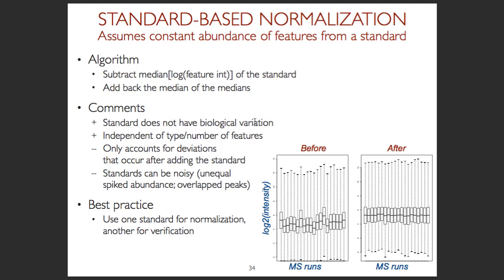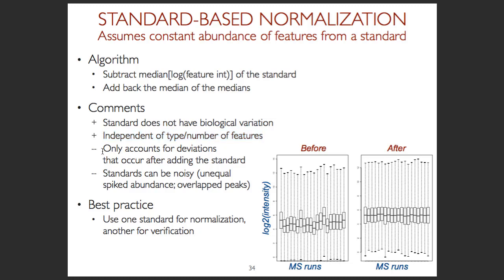And so the way this normalization would work is that we would subtract the median of the log intensities of the standard from each feature in the run, and then add back the median of the medians just to make sure that we did not change the scale of the intensities. And so there are good things and bad things about this. The good thing is that the standard does not have biological variation. So every variation we see is the artifact, so we can correct for this with the standards. It doesn't depend on whether we have a targeted experiment where everything changes or a global DIA experiment where a few things change. We can still use this.